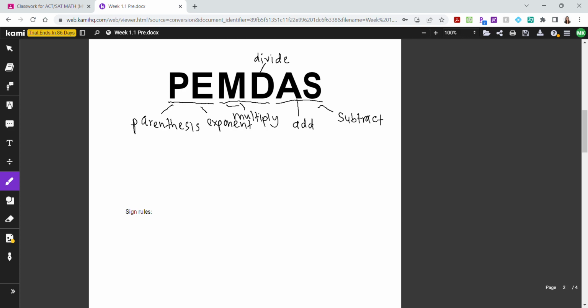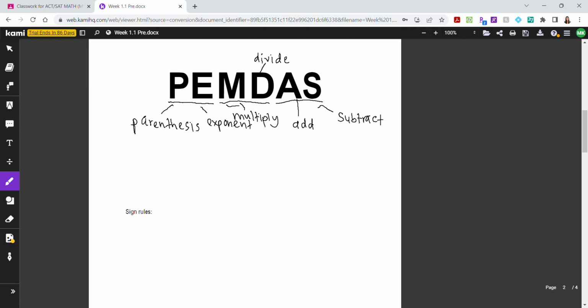From left to right. As you can see, these ones that are grouped together, you would do them from left to right. And we'll see in a second as I show you the example also. And then same thing with addition and subtraction. If subtraction comes first, which means on the left, followed by addition, then you do subtraction first, followed by addition.